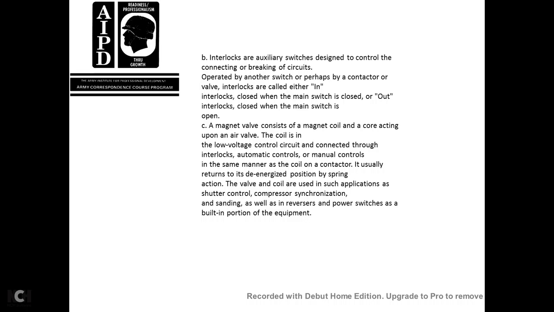C. A magnetic valve consists of a magnetic coil and core acting upon the air valve. The coil is in a low voltage control circuit connected through the interlock of the valve. Automatic controls and manual controls work in the same manner as the coil of the contactor. It usually returns to the de-energized position by spring action of the valve. They are used in such applications as shutter control, compressor synchronization, sanding, as well as reversers and pole switchers that are a built-in portion of the equipment.